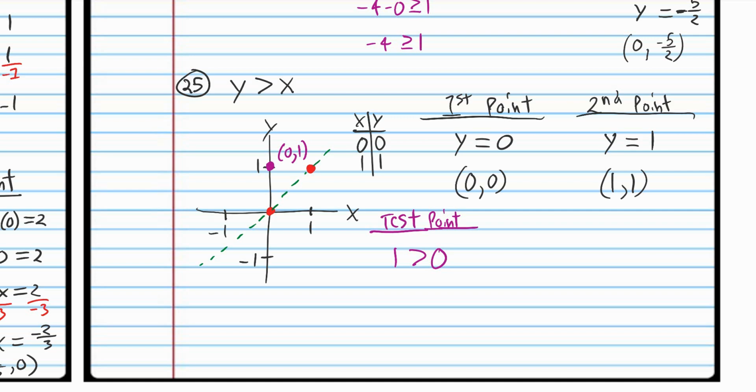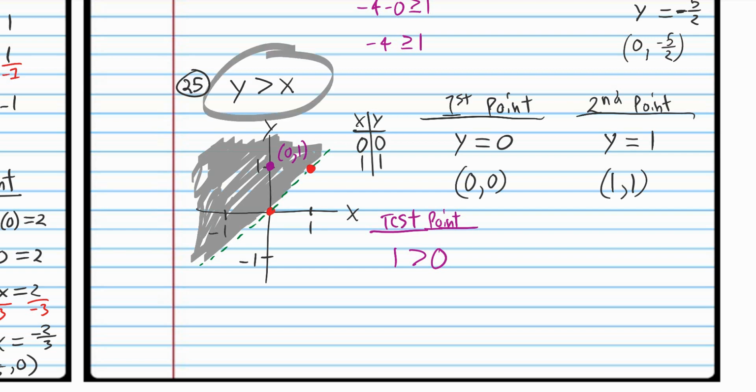So is it true that 1 is greater than 0? And obviously that is true. So because we plugged in this point and it was true, that means we shade in the side of the line that the point is on. And there you go. So that's the answer. And again, the dotted line means that the points on the line do not work in this inequality here.